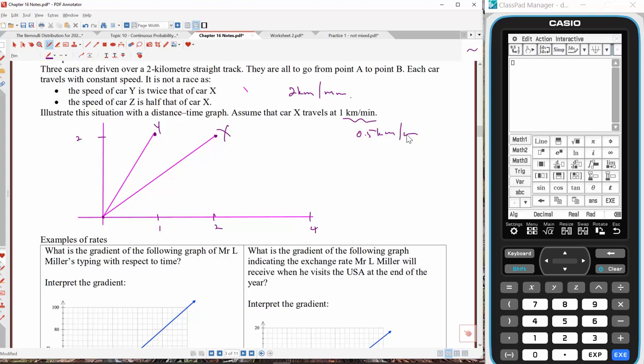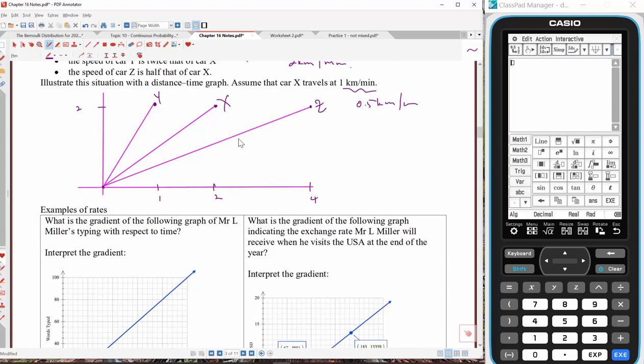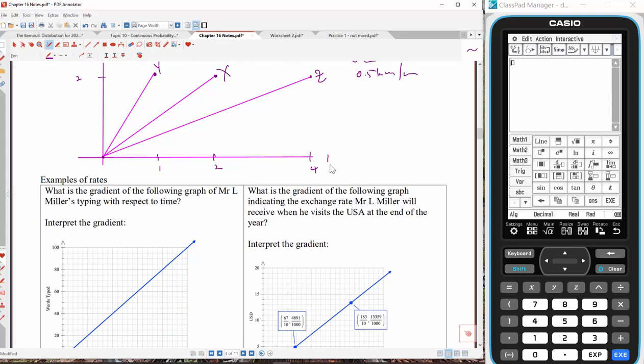So that's in 1 minute, half a kilometer, 2 minutes, 1 kilometer, and double that again. And we've got after 4 minutes, 2 kilometers. So there is car Z. All right, and there's our distance time graph. So there is time on the x-axis as usual and distance covered there.